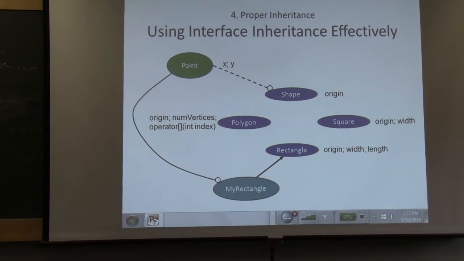So we have this set of things, and in fact, we're going to add a little bit of functionality to them. The shape is an abstract interface that provides an origin, and the polygon and the square and the rectangle all have little different things like origin and width, origin, width, and length. Polygon has the number of vertices and a bracket operator to get the ith vertex. What kind of inheritance relationships, if any, do you think are proper here?